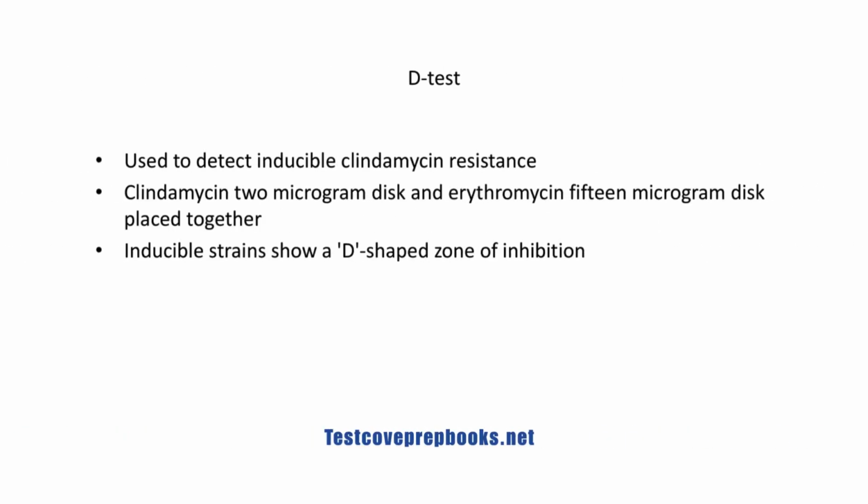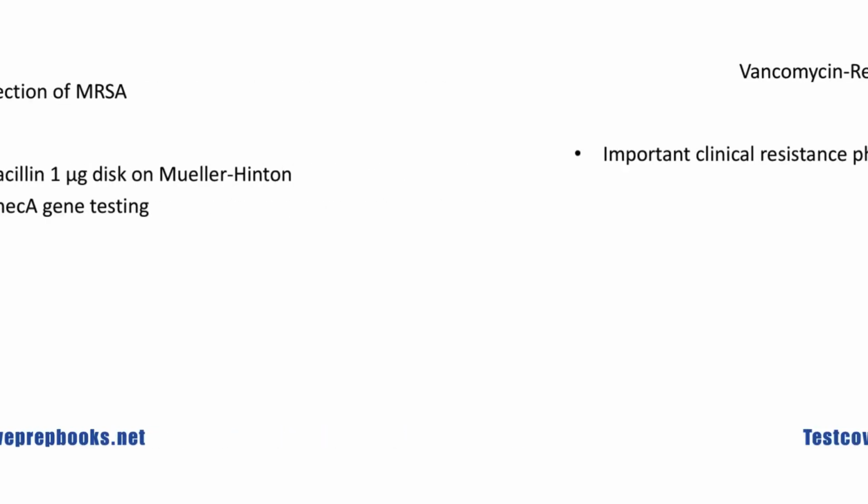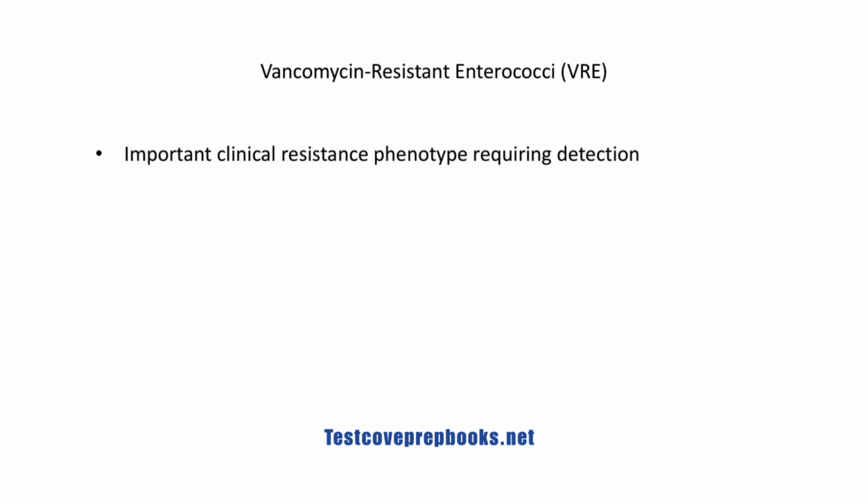The D-test detects inducible clindamycin resistance. It uses a clindamycin disc and an erythromycin disc placed close together. Resistant strains show a characteristic D-shaped zone of inhibition. Detection of MRSA involves observing a zone of 10 millimeters or less with an oxacillin disc on Mueller-Hinton agar, and can also be confirmed with molecular testing for the mecA gene. Vancomycin-resistant enterococci, or VRE, represent another important resistance phenotype.